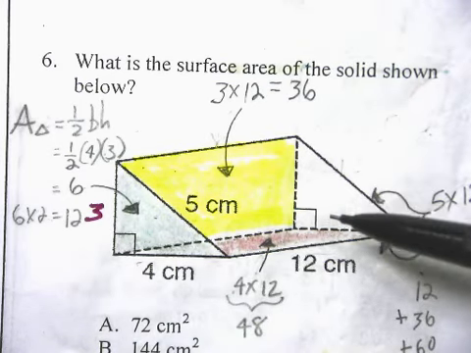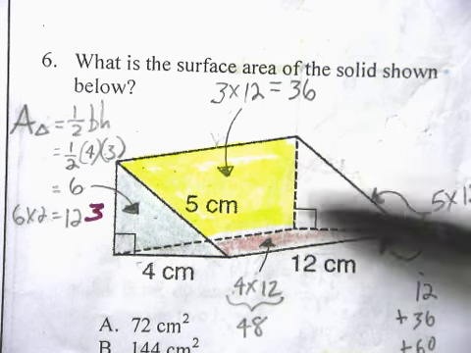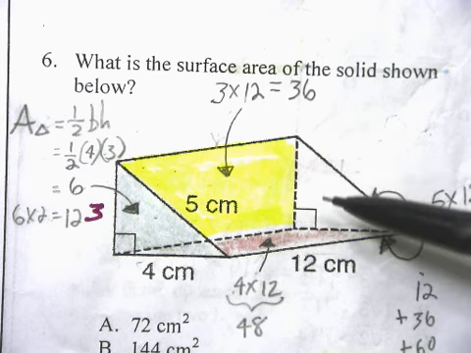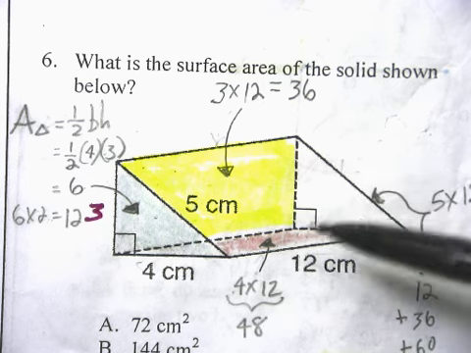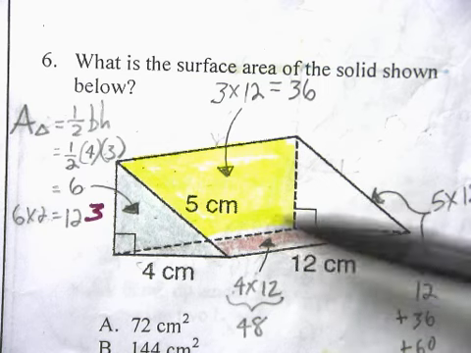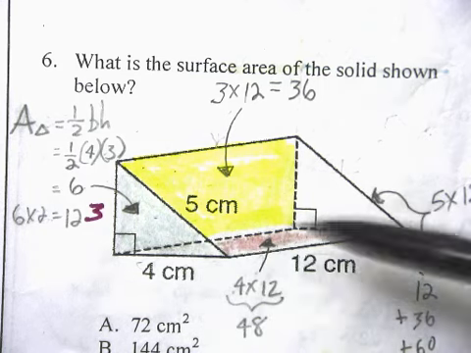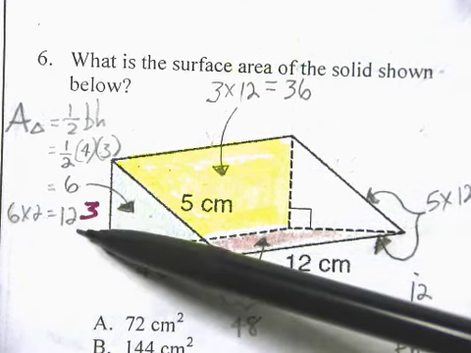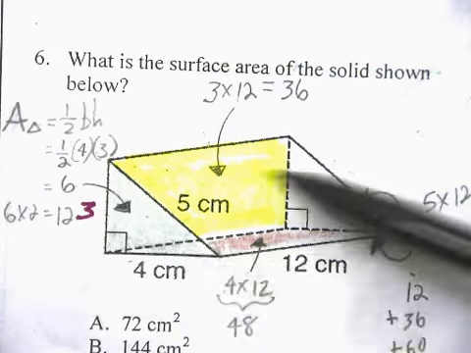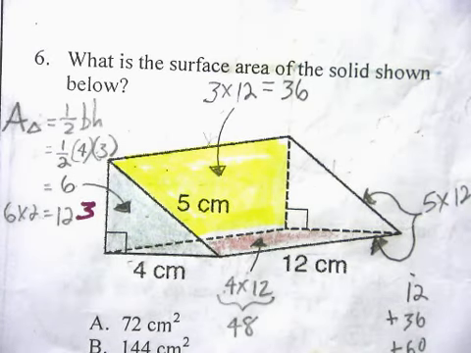Well, I have the exact same triangle over here. This is 4, this is obviously going to be 3 as well, and this is also going to be 5. So this triangle here is also going to have an area of 6 centimeters squared. So this part is 6 and this part is 6. So 6 times 2 is 12 centimeters squared. So I'm done with the triangles.